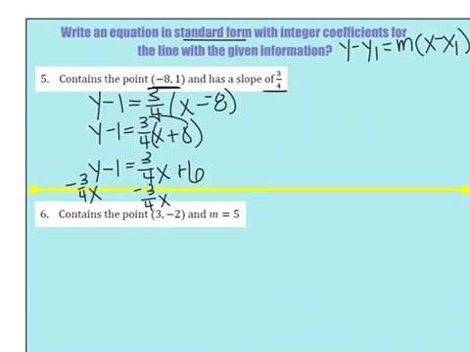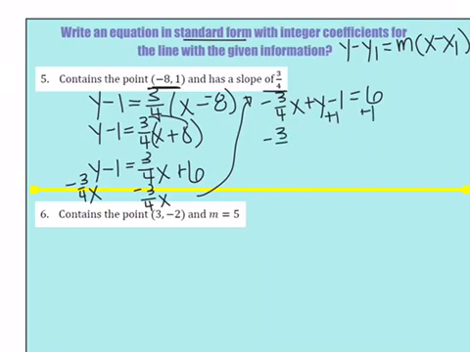So I'm going to subtract 3/4 x. We're going to go ahead and move this up here. We're going to get a negative 3/4 x plus y minus 1 equals 6. Now we can add the 1. So I get negative 3/4 x plus y equals 7.